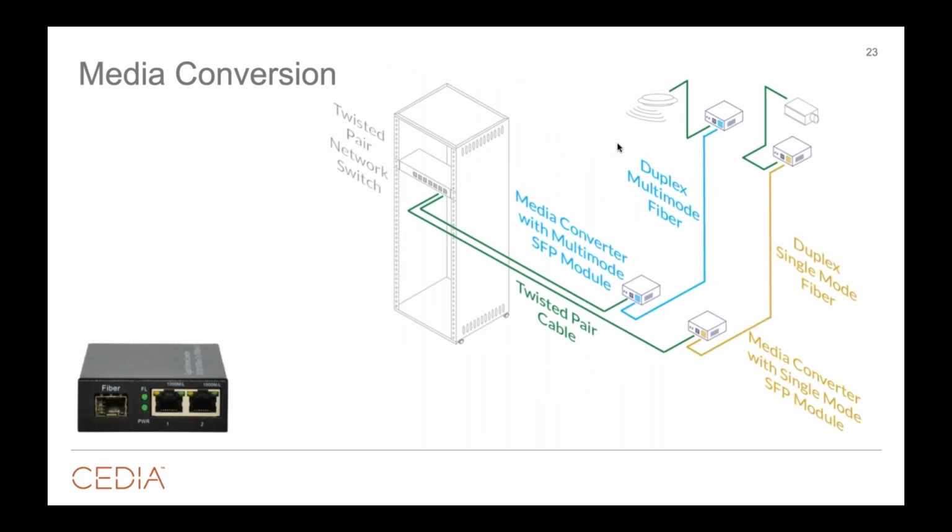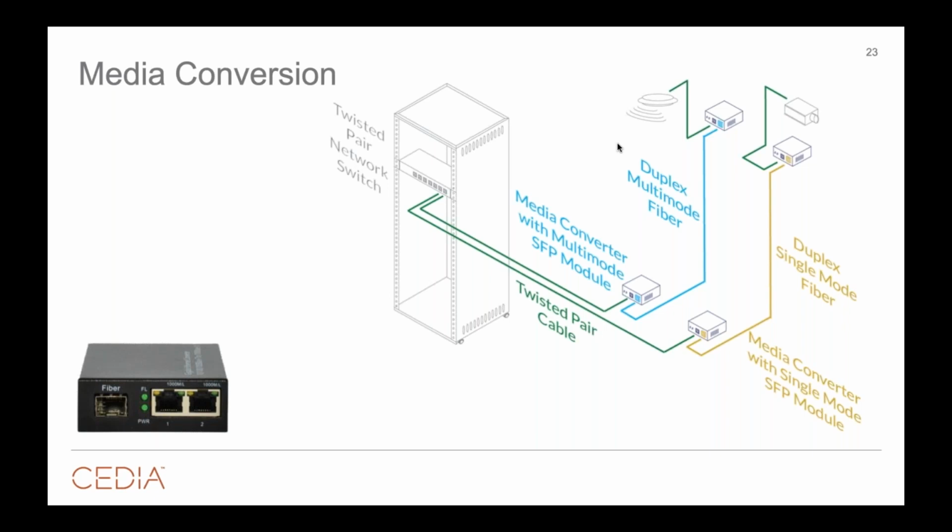Media conversion. Another really common application here is using your fiber for RJ45 devices. Because the reality is, most of the electronics out there are still twisted pair, whether they're security cameras or access points. Most of the network switches are not fiber enabled. It will be. You're starting to see it in the industry, but the vast majority of electronics are still copper-based. And a media converter converts the fiber to twisted pair and vice versa.